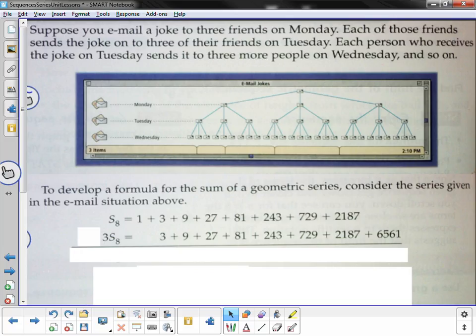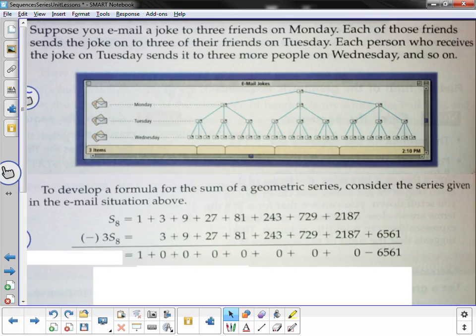Now, when we were doing the arithmetic, we added those. This time, for kicks and giggles, let's subtract them. So if I subtract them, I've got that. The 1 has nothing to subtract from it. The 3s canceled, the 9s canceled, the 27s canceled, the 81s canceled. But the 6,561 is being subtracted from nothing, so to speak.